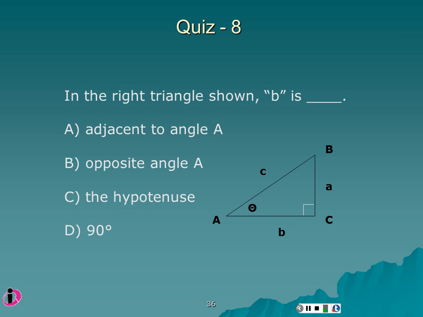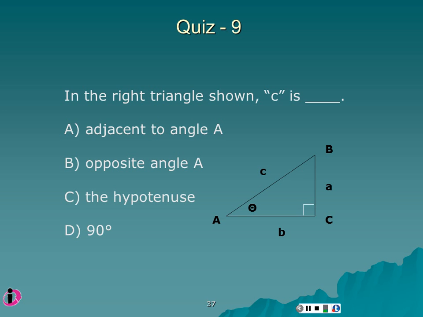Small b is what? It's adjacent to angle A, right? So the right answer is small a. I'm sorry, right answer is A. So it's adjacent to A, right? Because you see small b, your small b is here. So, no. This is the right answer. Adjacent to angle A. So this side here, small b, is adjacent to angle A.